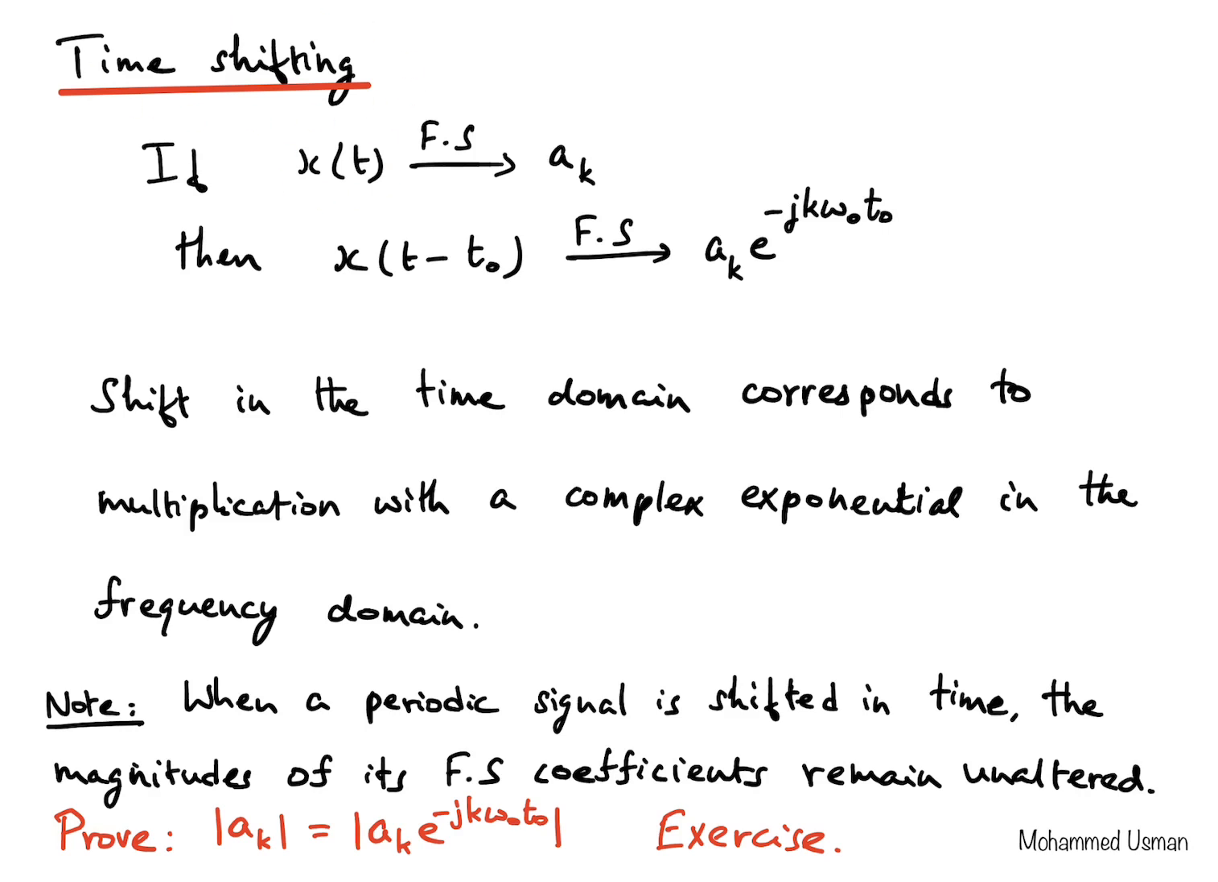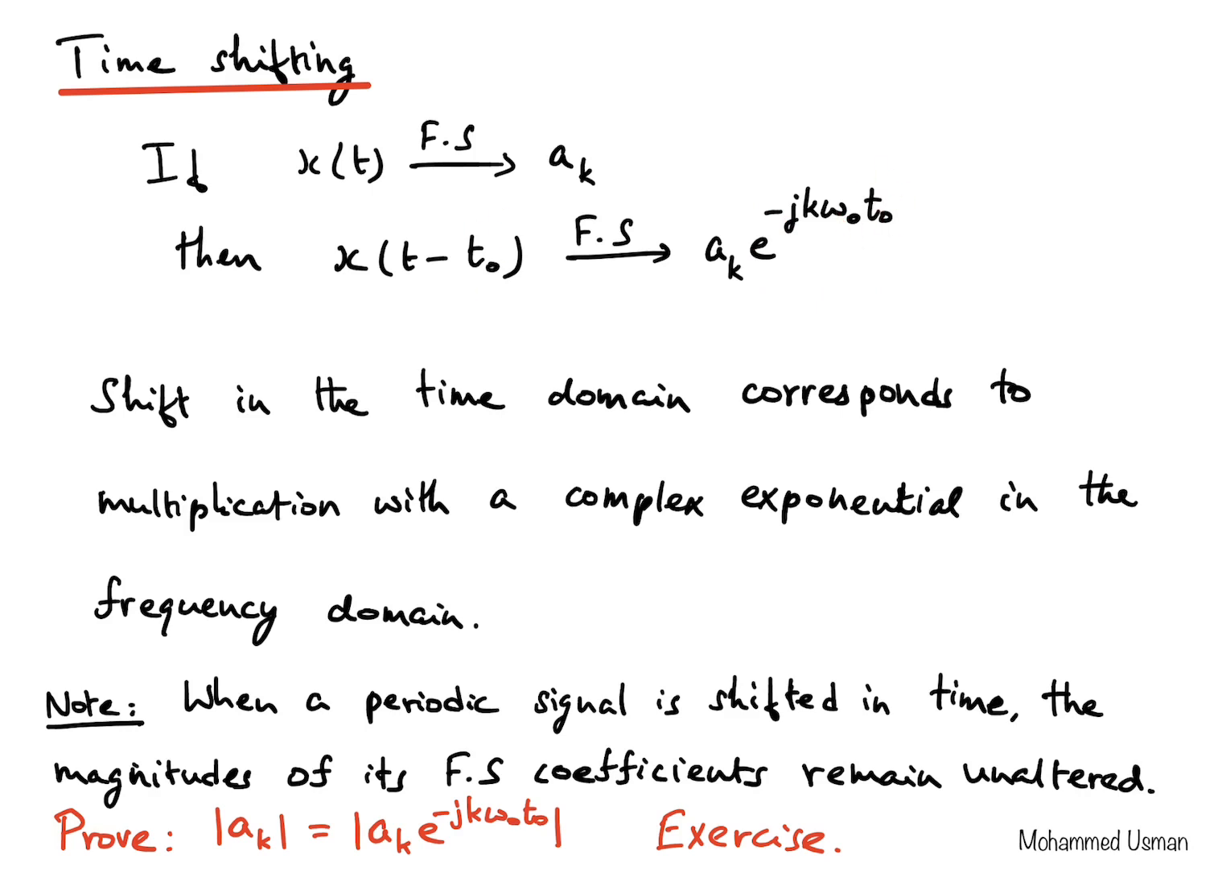So again, consider a signal x of t, which has the Fourier series coefficients ak. Now, if we shift the signal by some amount t naught, what happens to the Fourier series coefficients? The Fourier series coefficients will get multiplied with the complex exponential. If we shift it by t naught, it is multiplied by e power minus j k omega naught t naught. If this t naught is phi, each of these ak's will get multiplied with e power minus j k omega naught into phi.